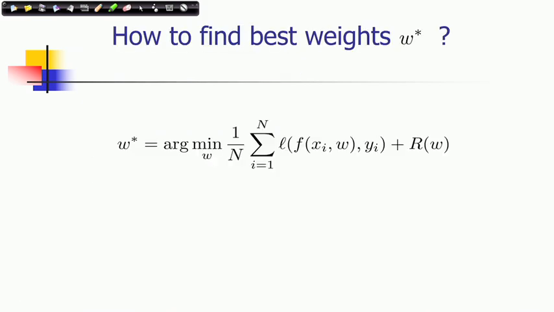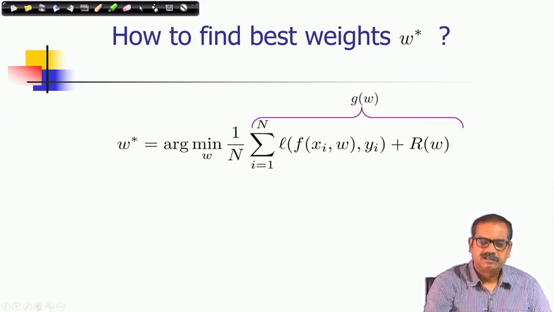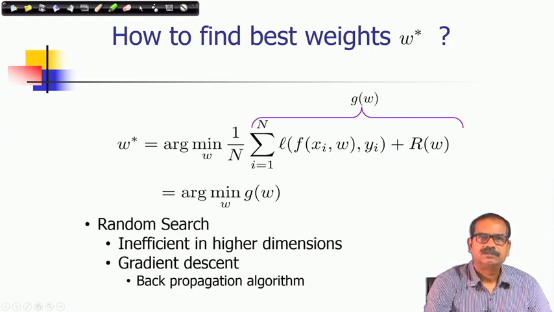So finally, for the training, we would like to solve this optimization problem. Given this objective function which has a data loss term and a regularization loss term, we would like to minimize with respect to a chosen weight. So what is the best weight which can minimize it? This is G(W), the sum of these losses, and we would like to minimize G(W).